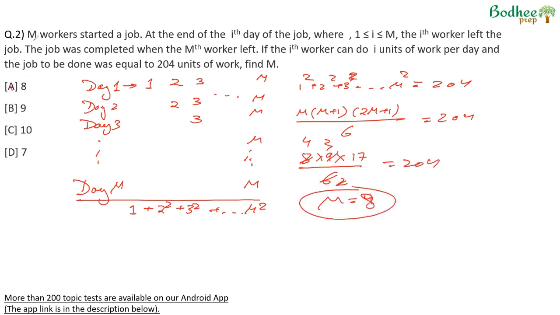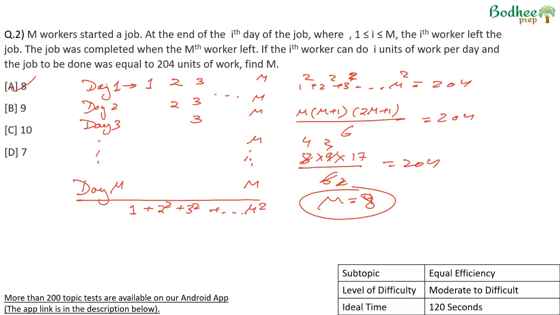From the options, putting the value and checking. This question, I'd say, is moderate to difficult level. Understanding the question might take a bit of time. Once we understand the concept, then it is merely putting the value and solving. But getting to the logic might be a challenge here.